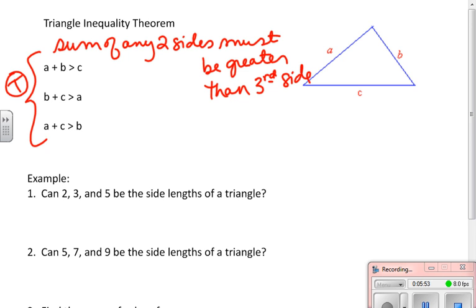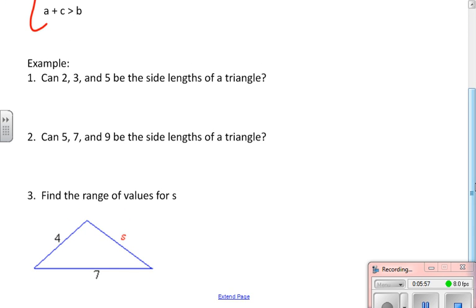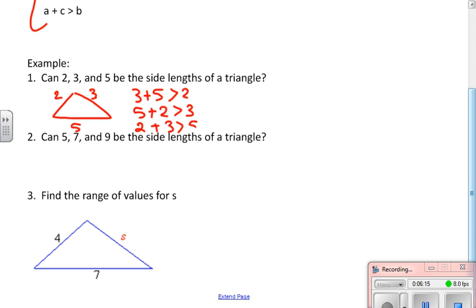So let's look at a couple of problems that would come from this theorem. Can 2, 3, and 5 make a triangle? Well, let's run the equation. So 3 plus 5, is that greater than 2? Is 5 plus 2 greater than 3? And is 2 plus 3 greater than 5? So I went through all of the situations, 2 sides greater than the third.